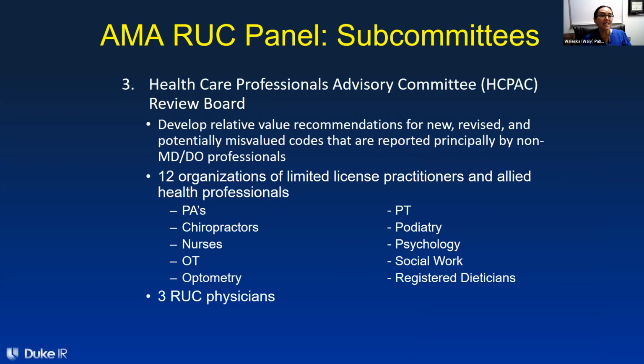The third subcommittee is the Healthcare Professionals Advisory Committee Review Board, and that one is mostly a group of limited license practitioners and allied healthcare professionals, non-physicians, who meet to develop relative value recommendations for codes that they report principally. There are 3 RUC members in that one, but by and large, it's non-RUC members who are healthcare providers, say, physical therapists, occupational therapy, optometry, those allied healthcare practitioners.